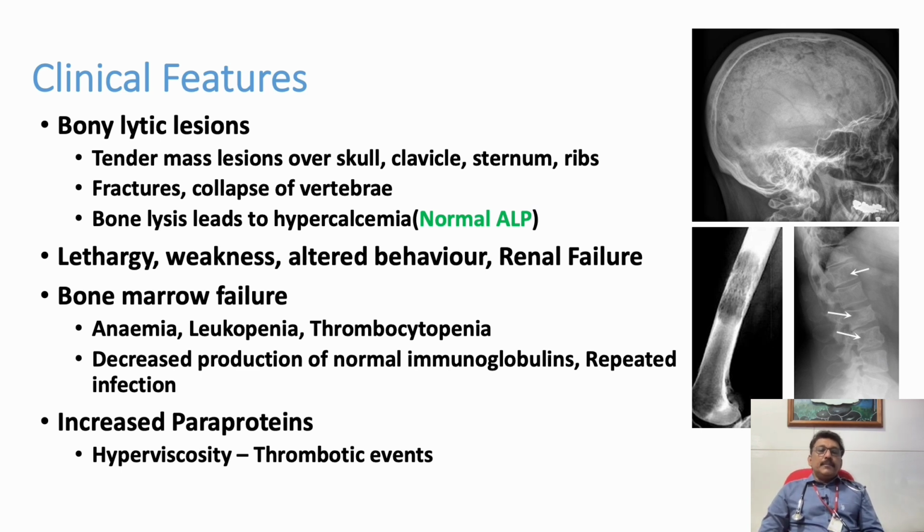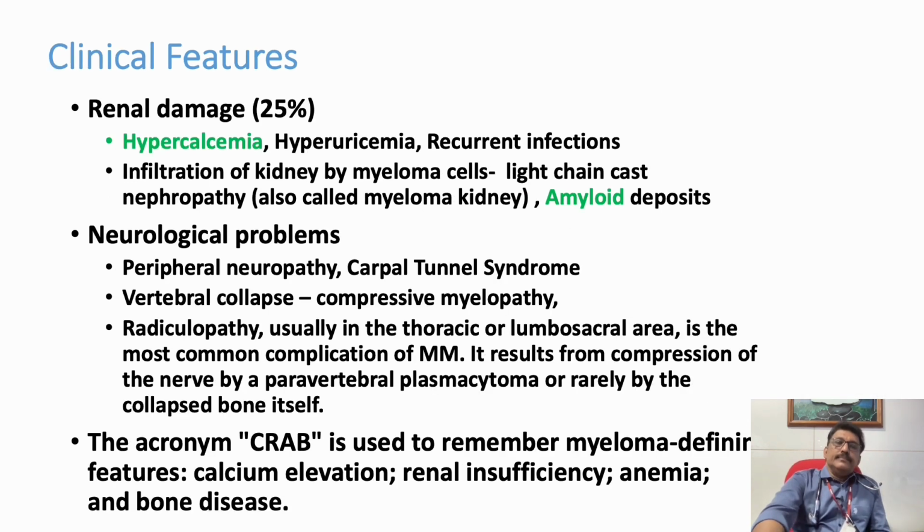And increased paraprotein produces hyperviscosity and thrombotic events. So thrombotic events are very, very common in multiple myeloma, and in many other hematological malignancies also. The viscosity of the blood increases because the number of cells produced in the bone marrow or blood is very, very high, but they are abnormal, and they produce hyperviscosity.